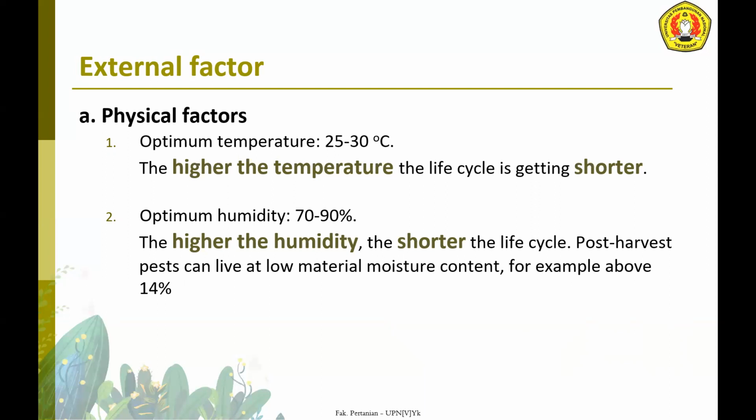Jadi kalau temperaturnya tinggi, ini masa hidupnya atau siklus hidupnya semakin pendek. Maka artinya apa? Populasinya akan semakin cepat bertumbuh, karena semakin cepat dia bertelur lagi. Nah, optimum humidity, the higher humidity, the shorter the life cycle. Jadi semakin tinggi kelembaban, semakin cepat populasinya akan tumbuh.